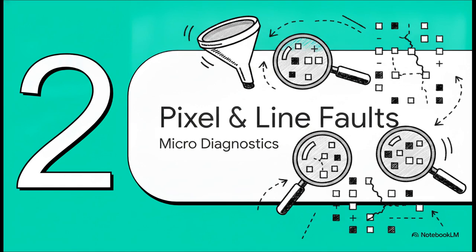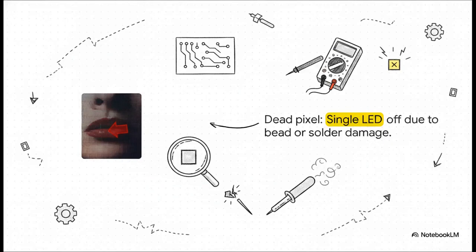Moving on to Section 2, Pixel and Line Faults. Once you know the system is receiving data, but the image is still messed up, we need to zoom our diagnostic funnel all the way in to the micro level. We've all seen this, the classic dead pixel. The symptom is obvious, just a single LED completely off.